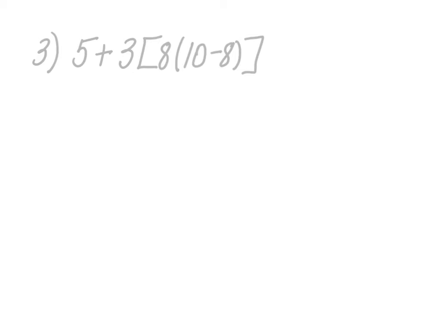Problem 3, we have 5 plus 3 times 8 times 10 minus 8. So we have a parentheses and a bracket. So the bracket is a grouping symbol and is also meaning multiplication. So when I have brackets and parentheses, I want to start on the inside and work out. So the first thing I'm going to do is the 10 minus 8, which is 2. And I need to keep the parentheses because it's meaning multiplication. Now I'm going to bring down the rest of the problem just like it is.